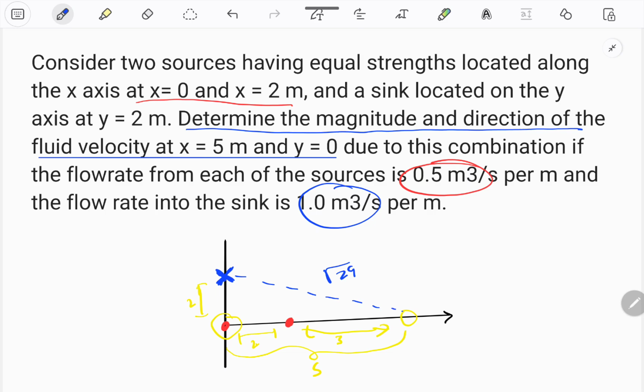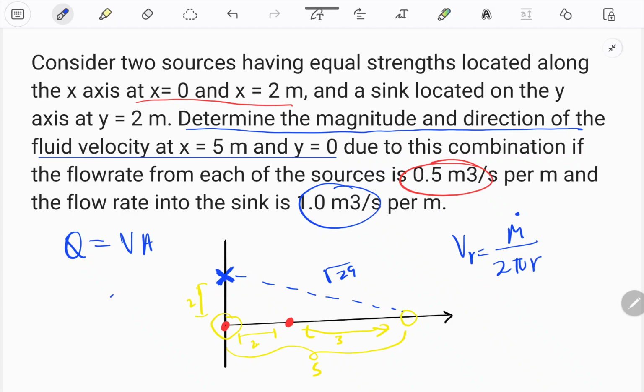And remember the formula that I mentioned that is going to be useful, the one that said velocity v_r equals m over 2 pi r, where m is our flow rate. The reason why we use this formula: remember your flow rates from fluid mechanics have been velocity multiplied by area. So this is velocity, and this should be area.